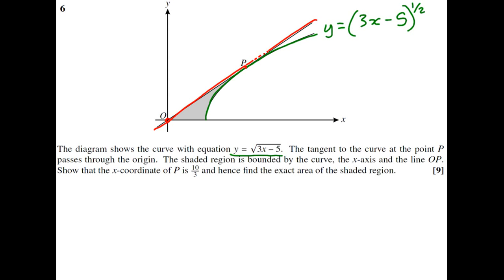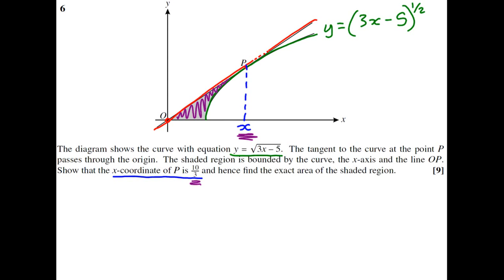Show that the x-coordinate of P is 10 over 3. So here's our point P. Here's the x-coordinate. This is what we want to try and figure out. Okay, so we're going to call it x for the x-coordinate of P. Hence find the exact area of the shaded region. So our eventual aim is to do something with integration to find that area. But first of all, we've got to show that to find this x value.